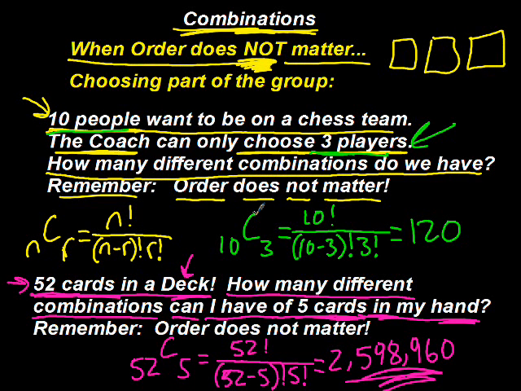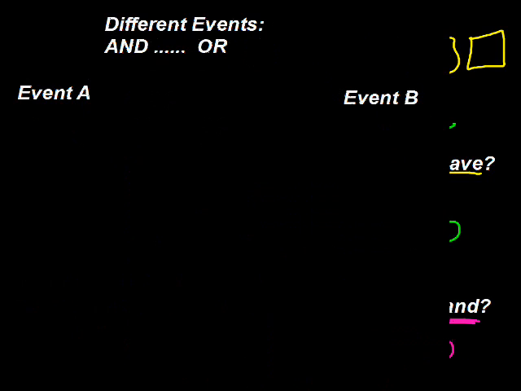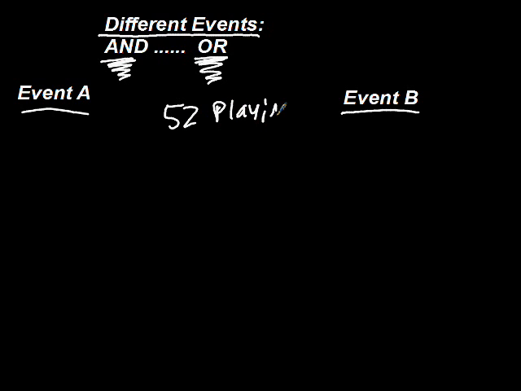Okay, let's jump into our final realm of combinations. This is when we have event A and event B happening. These are different events. The important words here in word problems are going to be the words "and" or "or." Let's say that we still have our 52 playing cards. Let's define event A.